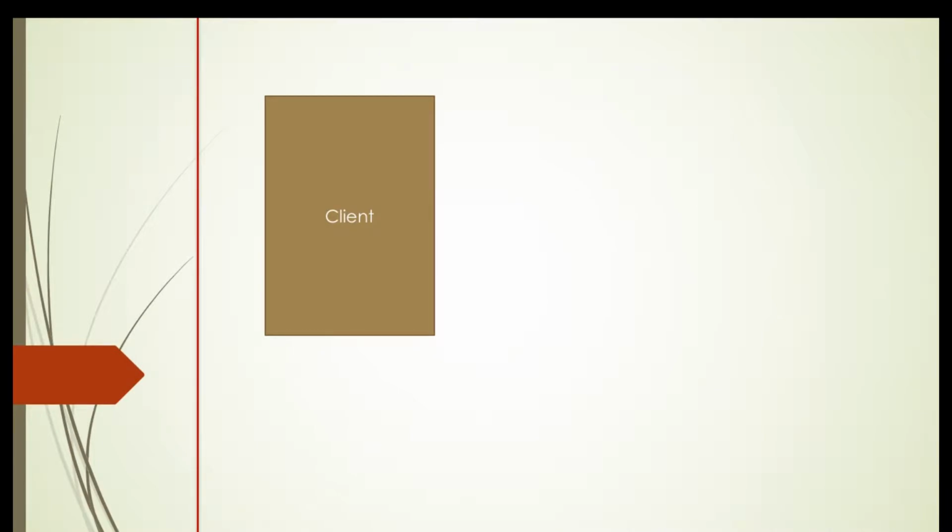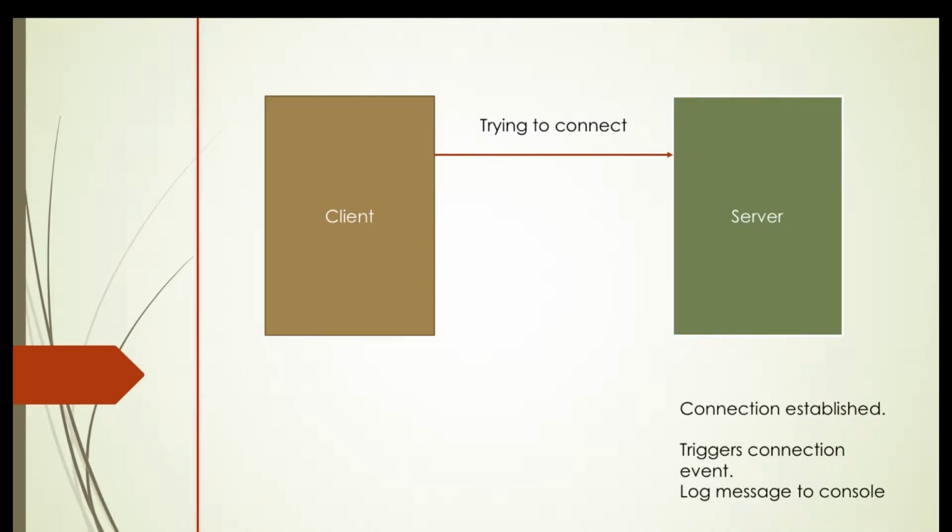So we have client, we have server. The client is trying to connect to the server, the very first thing. If the connection is established on the server side, the connection event gets triggered and it logs a message to the console.